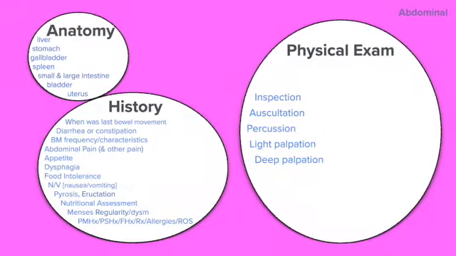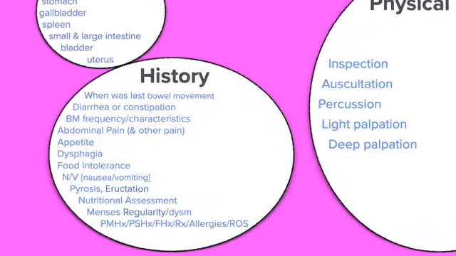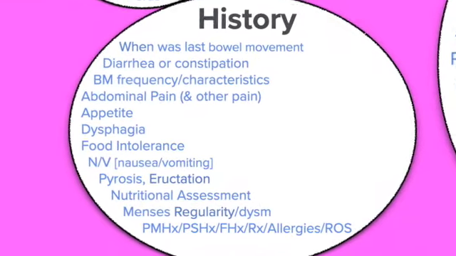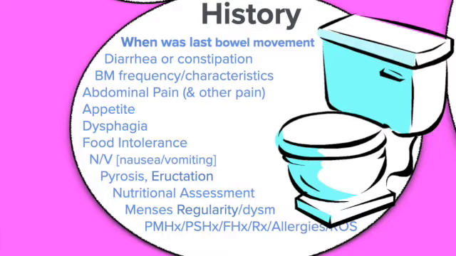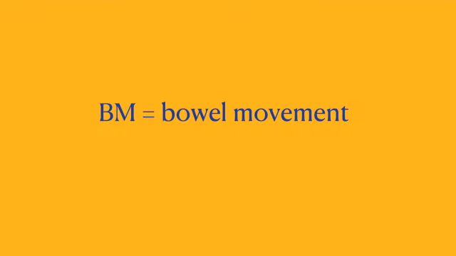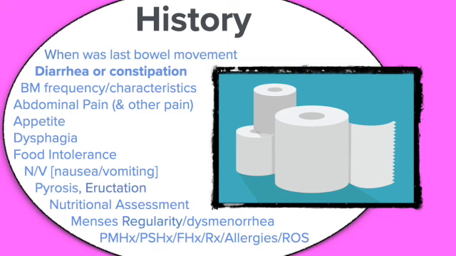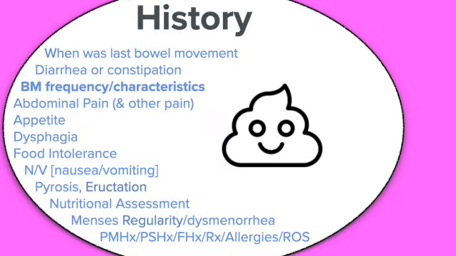Let's talk a little bit about the history that you're going to take for an abdominal concern. One thing that we want to ask about is the last time that someone had a bowel movement, or BM as commonly abbreviated in nursing notes. Because if it was a very long time ago, maybe something's going on, so we want to know when the last time was. Has this person experienced diarrhea or constipation? And we'll talk a little bit about how we're going to define constipation. Are there any unusual characteristics of the bowel movement or stool?